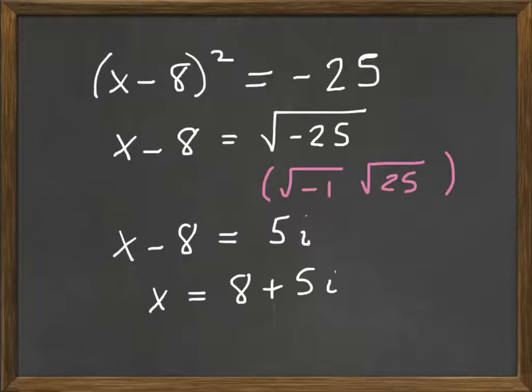Now, you may remember when you take the square root of a number, you always get two answers when you're solving an equation. For example, if you had x² = 4, you would say x is equal to positive and negative 2. So we have to remember to include in our problem that it is not only plus 5i, but also minus. So our final answer is x = 8 plus or minus 5i.